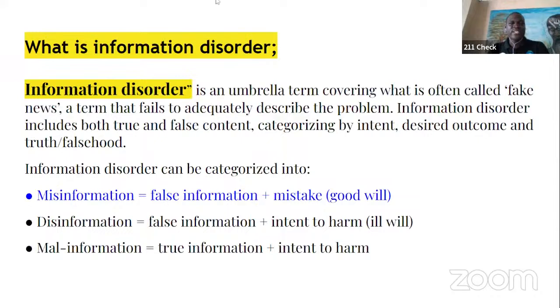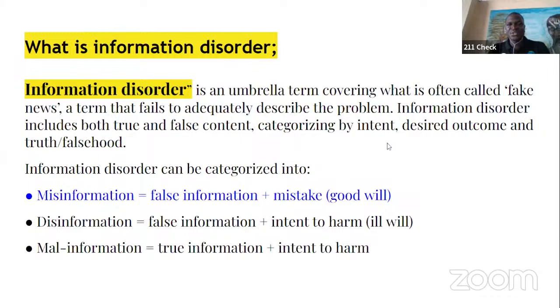So let's look at an understanding of information disorder. Information disorder is a term we use for what is often called fake news, which is an umbrella term covering bad information. We say that the term often fails to adequately describe the problem. Information disorder includes both true and false content.